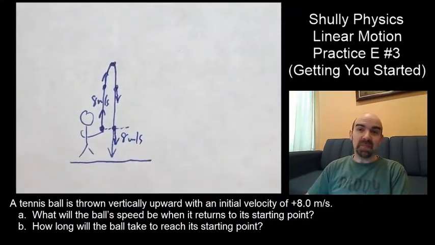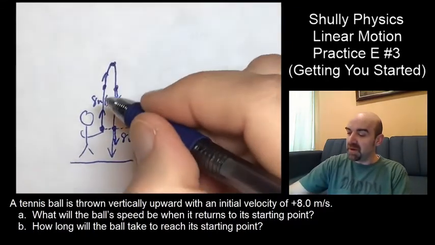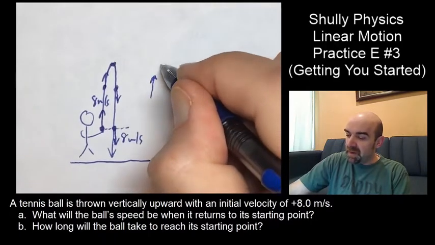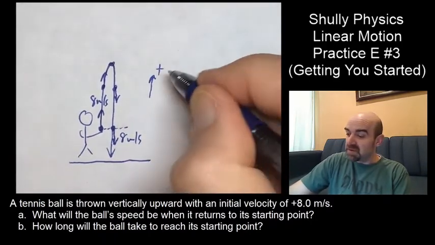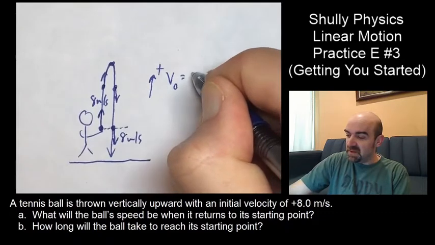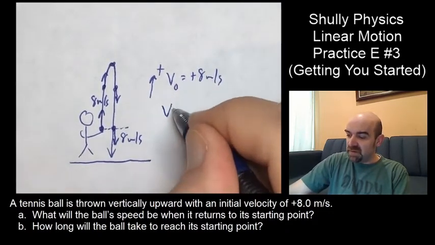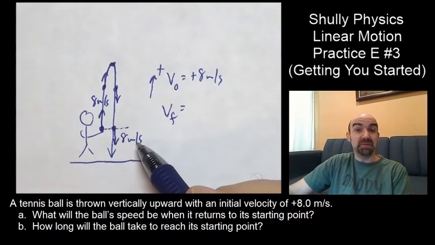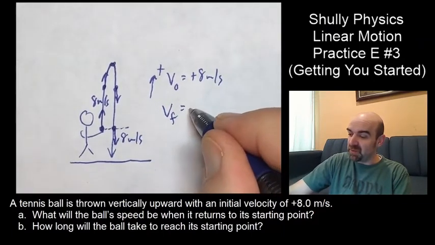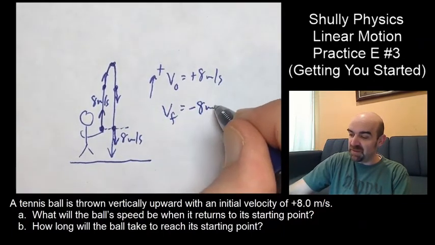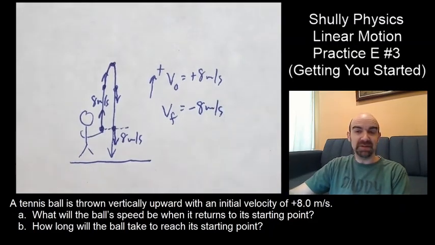But when you work this into a problem, keep in mind that if you call up positive, then the starting speed, the starting velocity, is a positive 8 meters per second. But the final velocity is going to be 8 meters per second down. So we will want to call that a negative 8 meters per second as the final velocity.